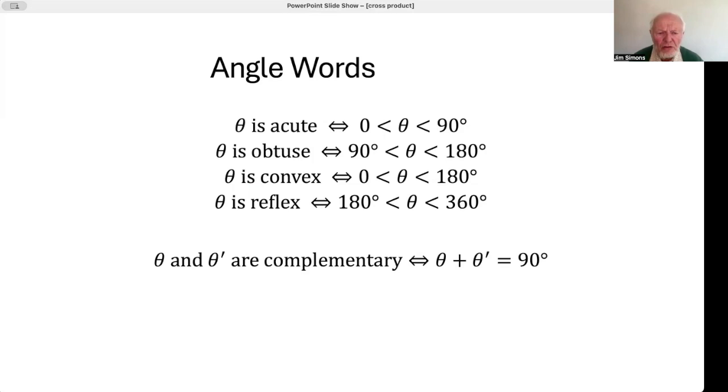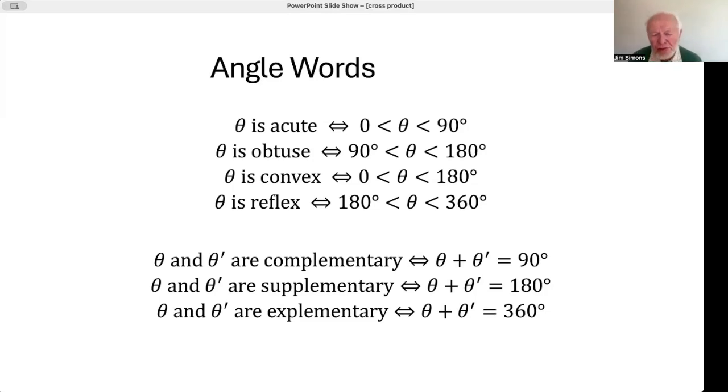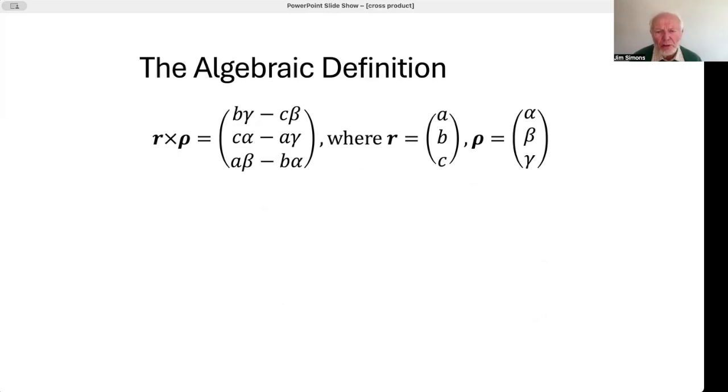Similarly, I'm sure you know that two angles are complementary if they add to 90, supplementary if they add to 180. What you may not know is that they're explementary if they add to 360, which is rather cute. So if you've got the two angles that you might consider when you're taking the cross product of two vectors, one is convex and the other is reflex, and they are explementary. Okay, on we go. The algebraic definition has no such problems. Nothing particularly nasty happens if one of these is zero.